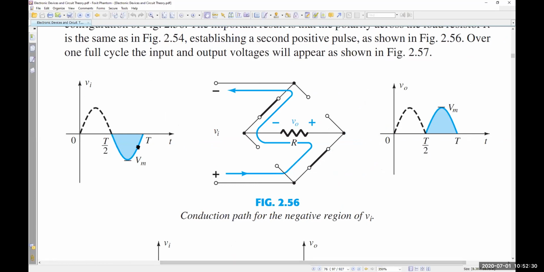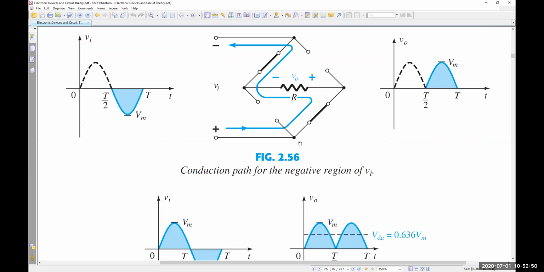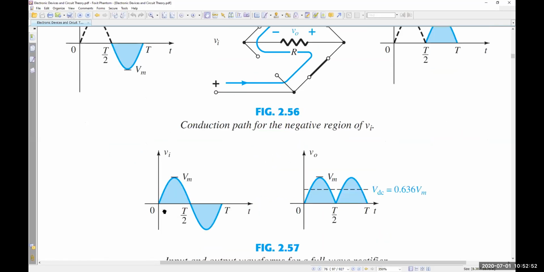This is your input, but since the current is going through the same direction in the resistor, in the positive cycle it was going in this way. For the negative cycle, it is going in this way. So for the negative cycle, you will get a positive cycle, because the direction was the same in the resistor. So your input was this. Now your output is this. The highest value was VM. Your highest value is also VM.